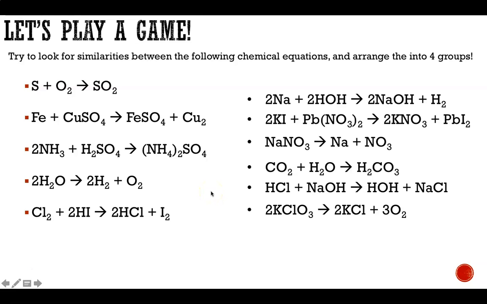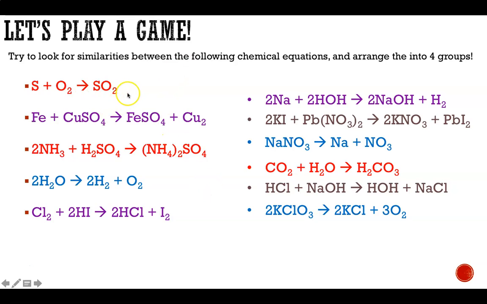Okay, so hopefully you gave that a try. If we look at the number of reactants versus the number of products, we start to see these different patterns emerge. Here's how I color coded them. Again, you can pause if you want to write that down on yours, or take a picture or whatever. Here's how I sorted them.